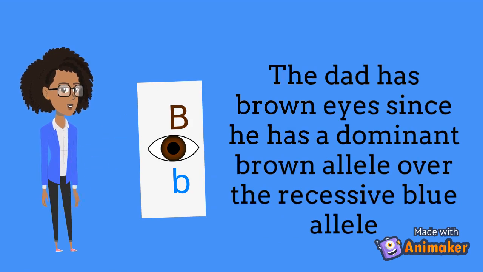And that's exactly the case with dad. The dad has one brown eye allele and one blue eye allele. Since brown eyes are dominant over blue eyes, the brown eyes are the ones that are going to be represented in the phenotype.